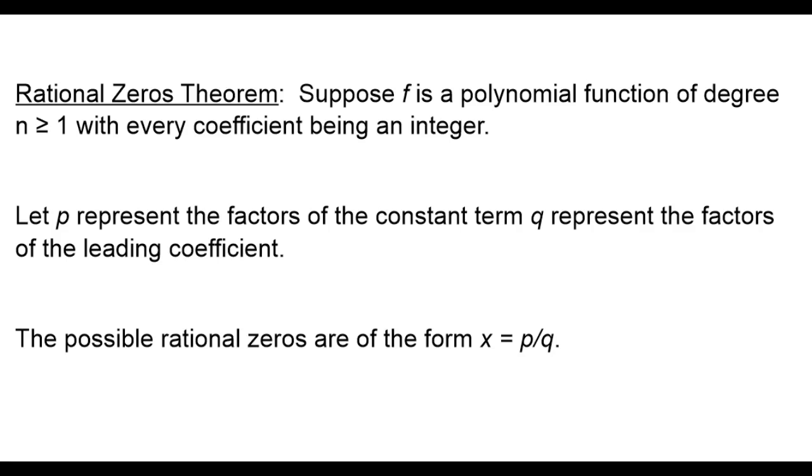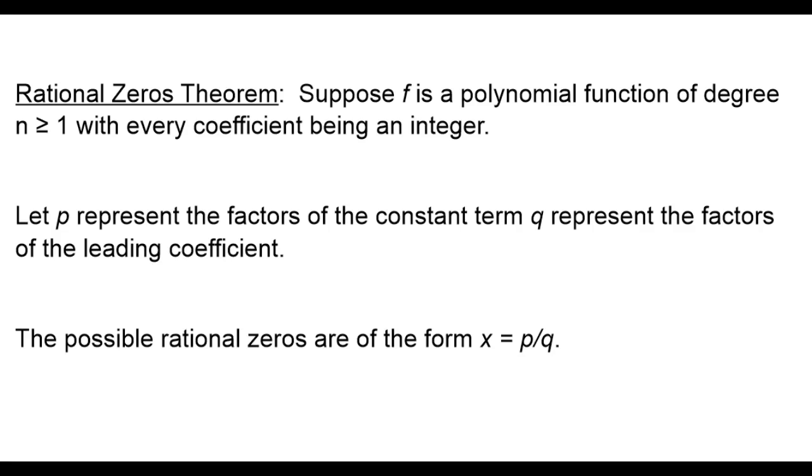The last theorem in this lesson is the rational zeros theorem, also called the rational roots theorem, which should make sense. We just talked about zeros and roots referring to the same idea. Suppose f is a polynomial function of degree n greater than or equal to 1, with every coefficient being an integer. Okay, so this theorem only applies if all the coefficients are integers. No fractions or irrational numbers can be included.